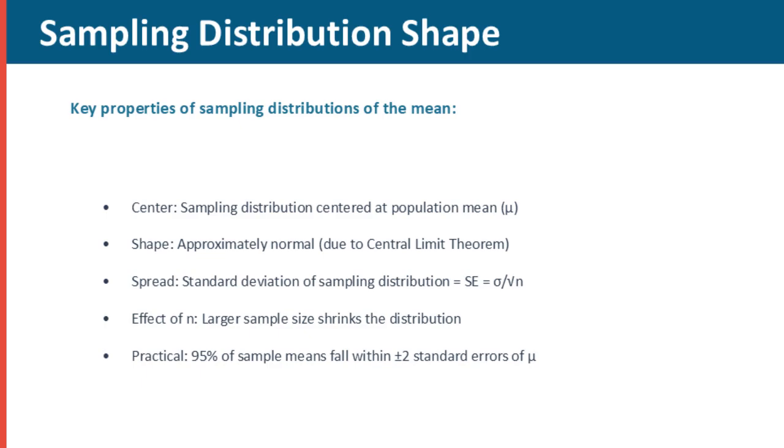So what is the practical rule? About 95% of the sample means fall within the population mean plus or minus 2 standard errors. This comes directly from the 68, 95, 99.7% rule that we applied when we studied the normal distribution. These properties combine to show why statistics works, right? Our sample is our best estimate. The standard error tells us our margin of error. The normal shape lets us calculate probabilities and confidence levels.